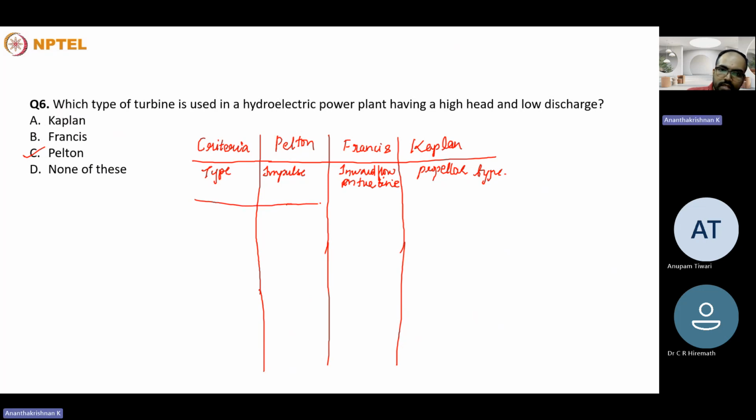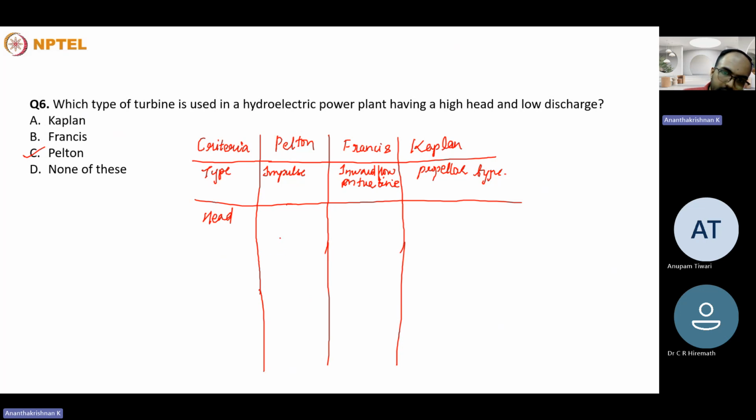So we have seen what a reaction turbine is. In the Francis turbine, the outlet will only have a flow component. There is no radial component at the outlet, and there is no whirl component for the Francis turbine. This is the distinguishing factor for this problem.